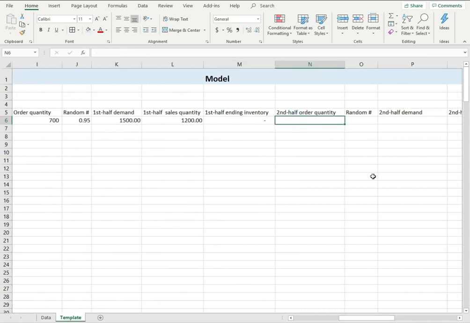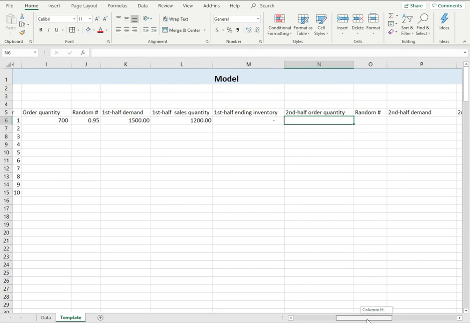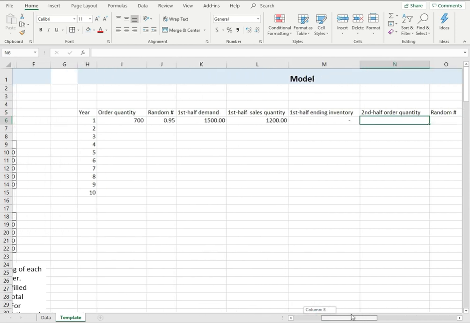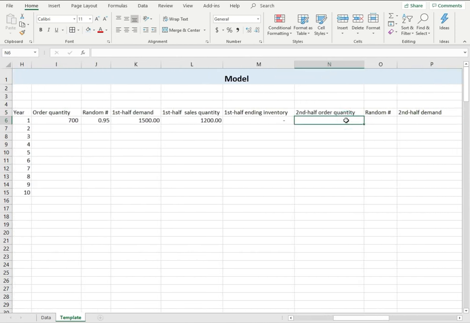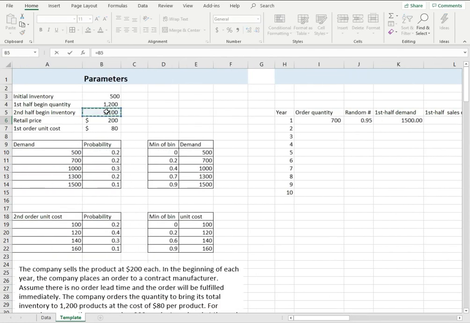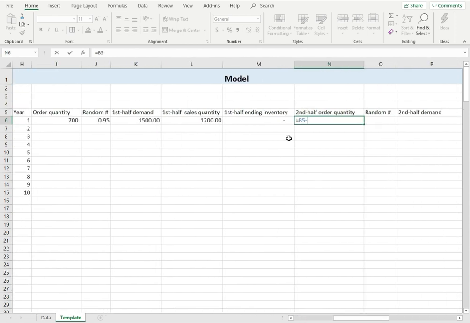Now moving up to second half order quantity. How much do I order here? Well, I need to order the quantity such that I will have this amount, 1100, available. So that means my order quantity is going to be simply equal to this target value minus the remaining inventory from the first half.